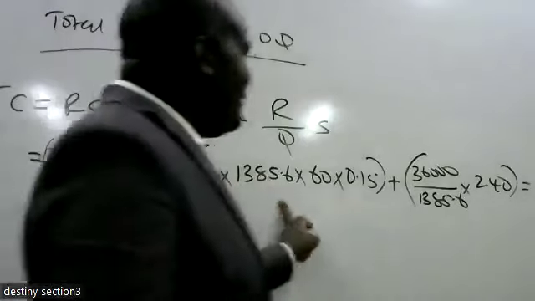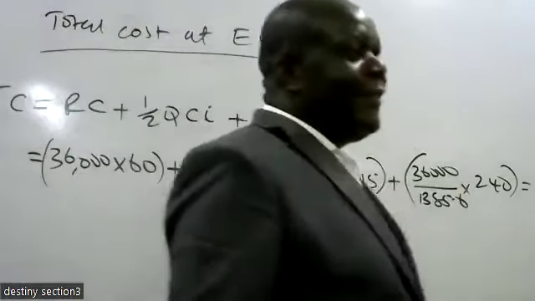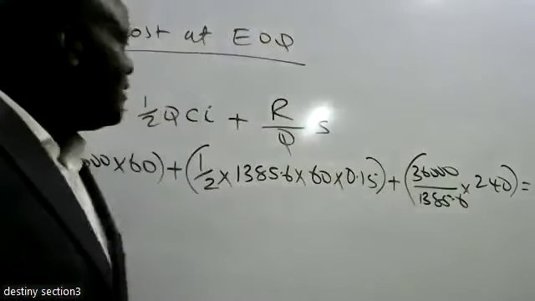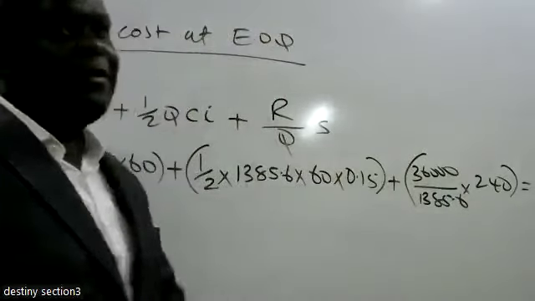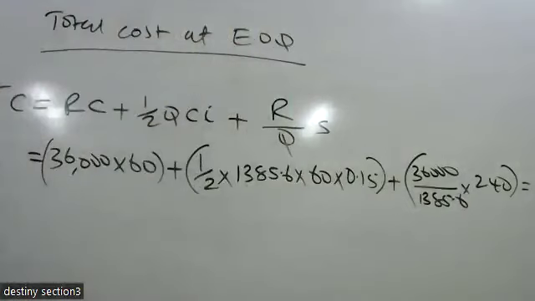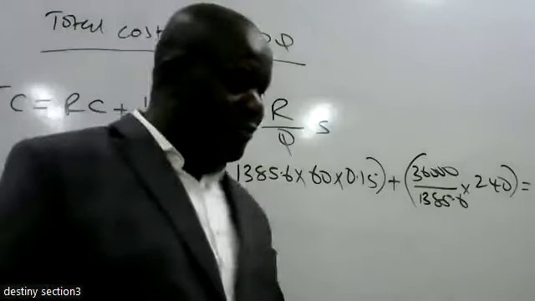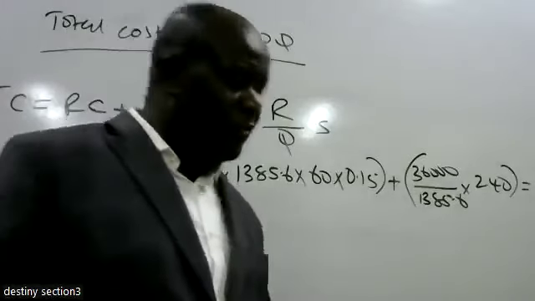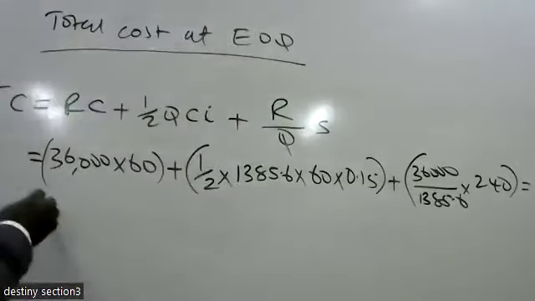These two figures are almost the same. At economic order quantity, ordering cost and holding cost are the same. So that is now the total cost at economic order quantity. We also want to get the total cost.